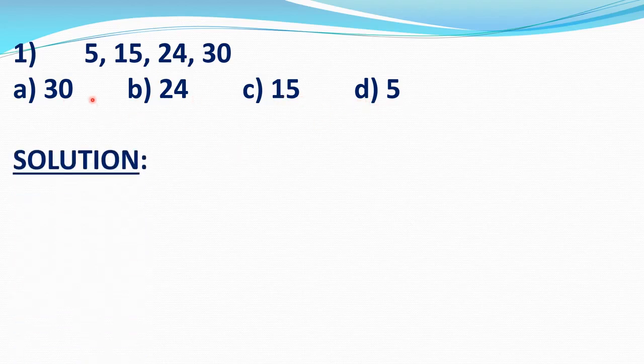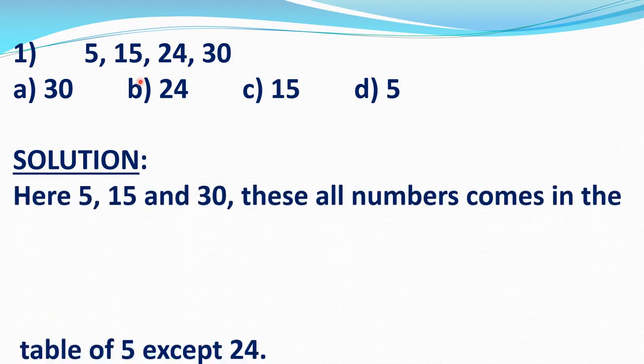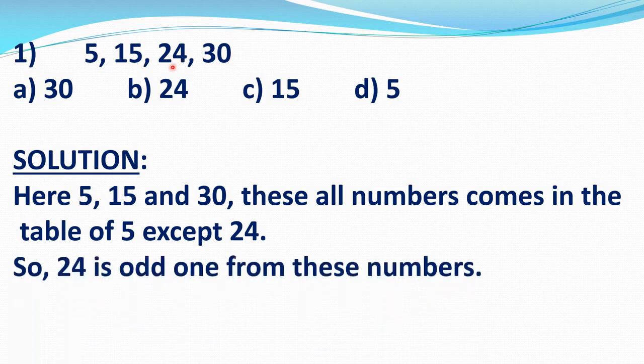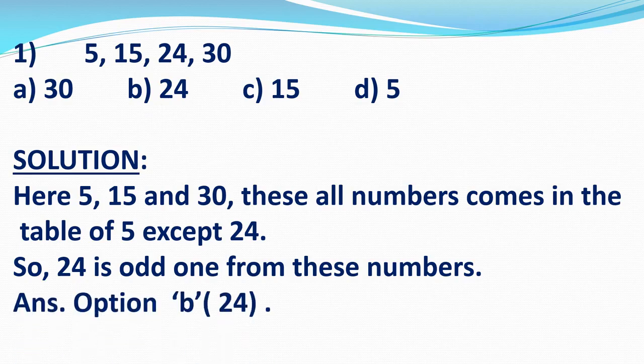So here we have 5, 15 and 30. These are the numbers which come in the table of 5. So except 24, है ना? 24 को छोड़कर 5, 15 और 30 ये सभी नंबर हमारी 5 की टेबल में आते हैं. ओके बेटा? So here 24 is the odd one. So option number B, 24 is the correct answer. This is the odd one. Okay beta?